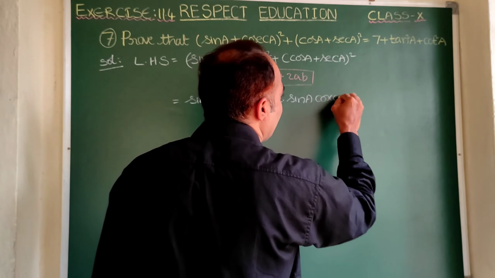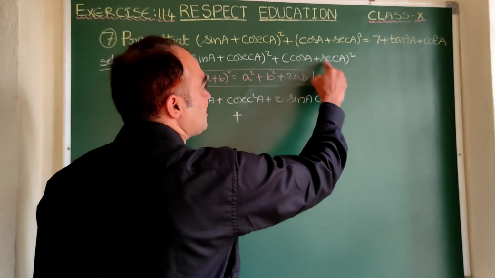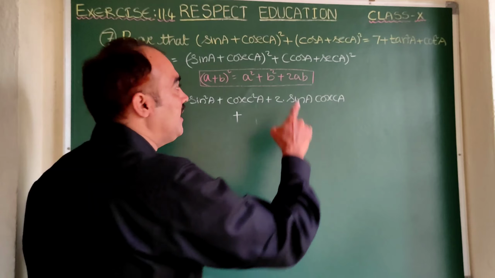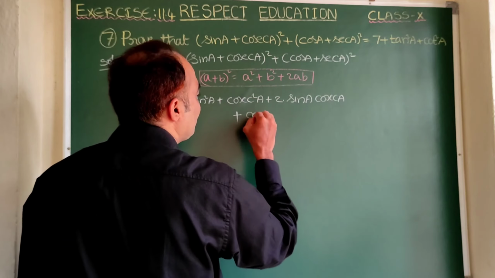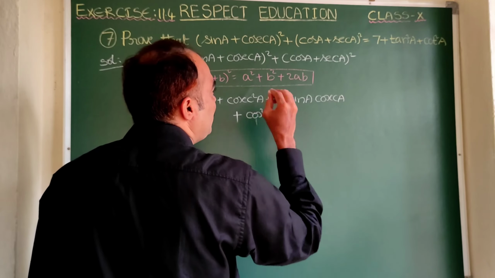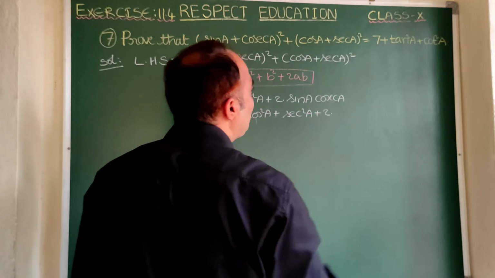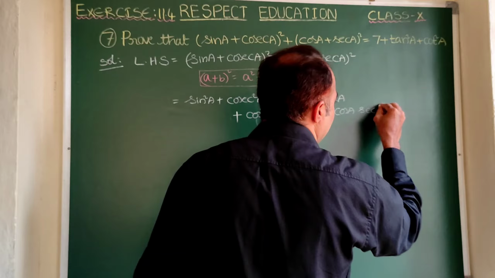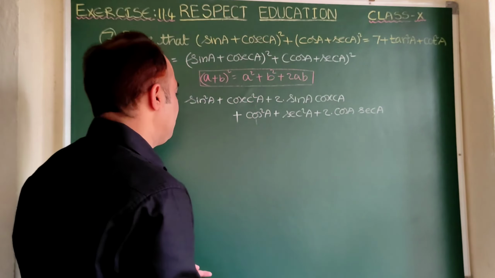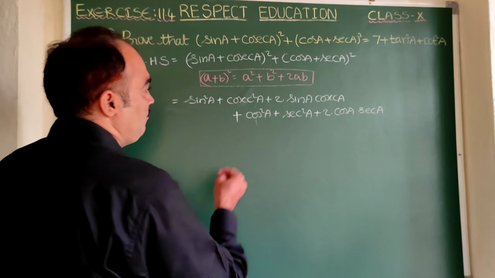Clear? In the same way, as I do not have place here, I am expanding here. Plus, now tell me, this also is same A plus B whole square. In place of A here cos A, in place of B secant A. Tell me now, A square, cos square A plus B square, secant square A, plus 2 into A into B, cos A into secant A. Here in the next step, let us apply some formulas.